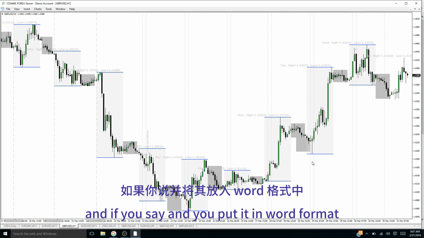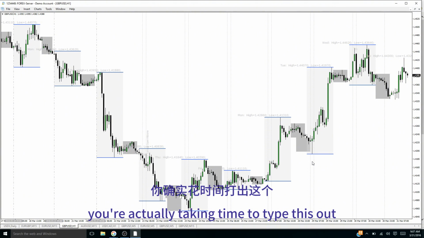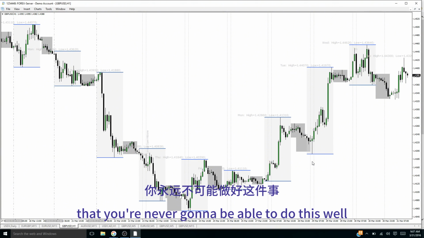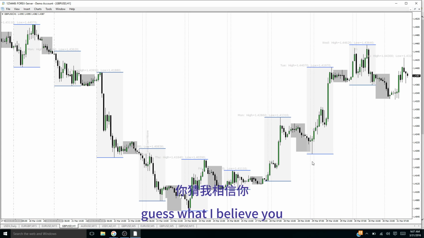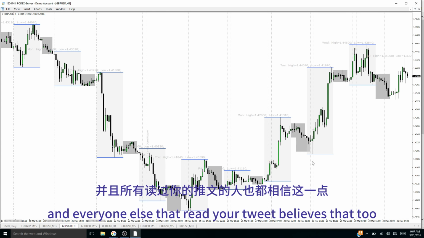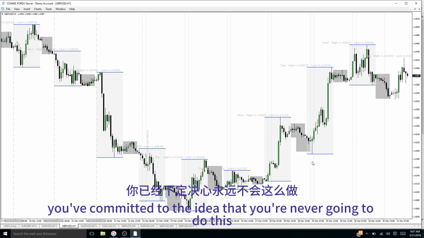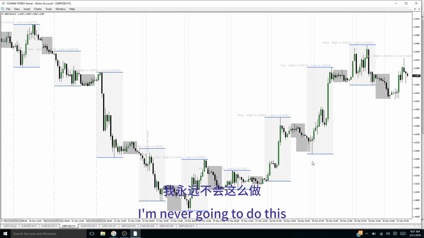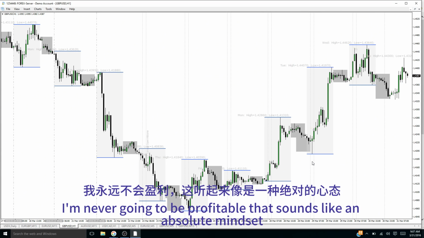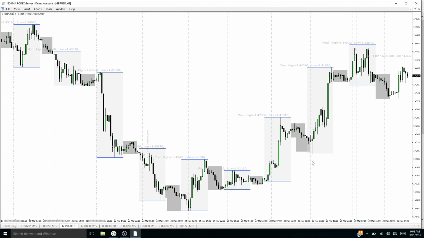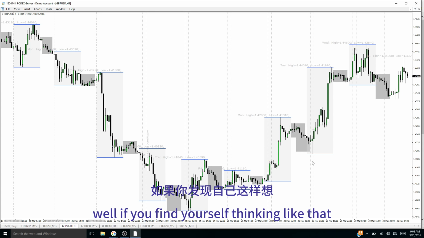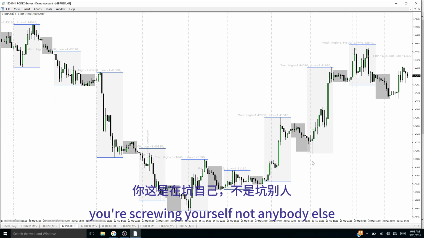And if you put it in Word format, you're actually taking time to type this out, to put it out in the whole world, that you're never going to be able to do this. Well, guess what? I believe you. And everyone else that read your tweet believes that too, because you've already said so. You've committed to the idea that you're never going to do this. You said it in your own words. I'm never going to make it in this business. I'm never going to be profitable. That sounds like an absolute mindset, doesn't it? Well, if you find yourself thinking like that, you're screwing yourself. Not anybody else. You are.